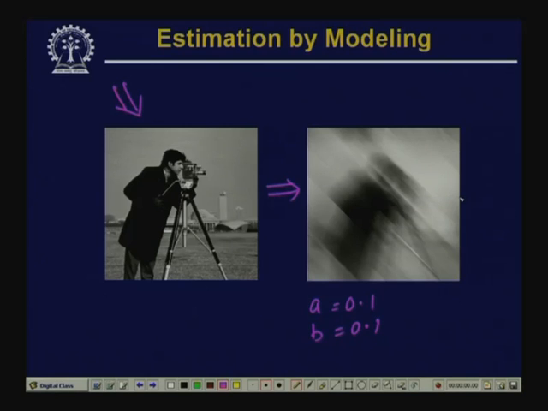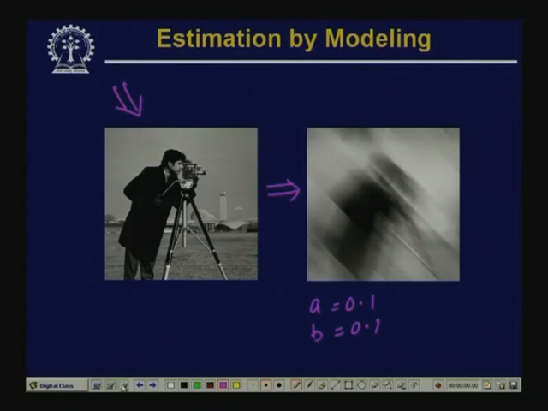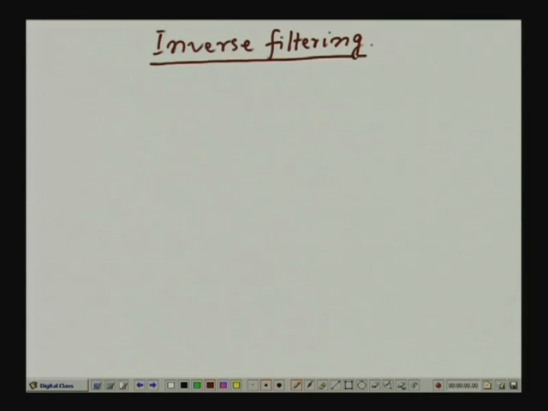Now, the problem is we have obtained a degradation function. Once I obtain a degradation function or an estimated degradation function, given a blurred image, how do I restore or recover the original image? As we have mentioned, there are different types of filtering techniques for restoring the original image from a degraded image. The simplest kind of filtering technique is what is known as inverse filtering. The concept of inverse filtering is very simple.